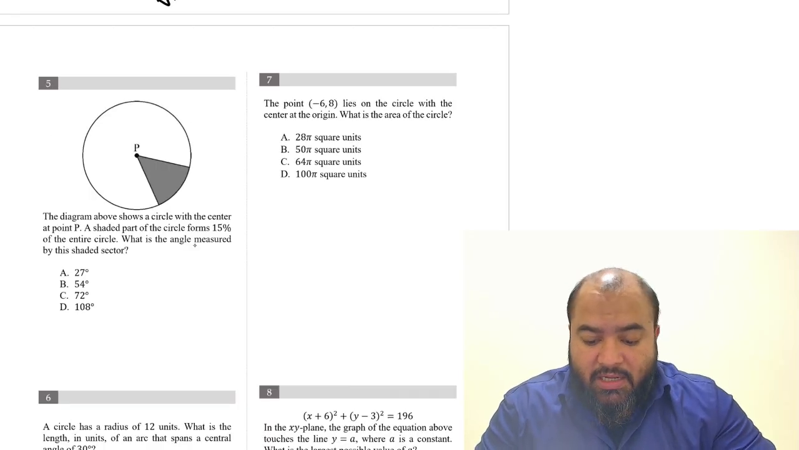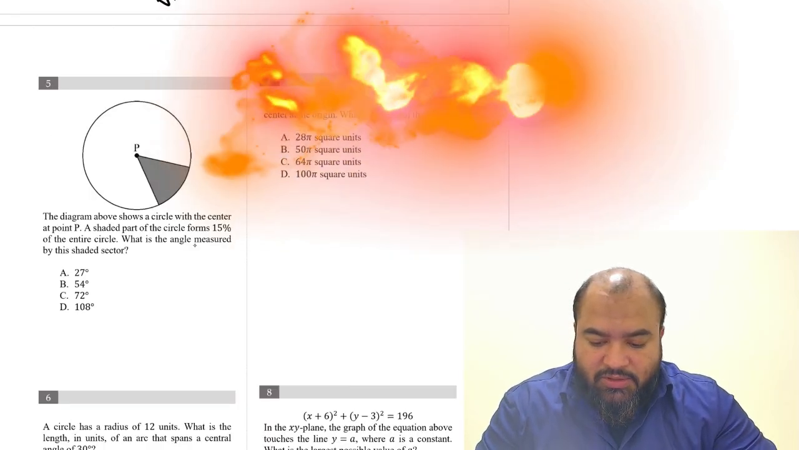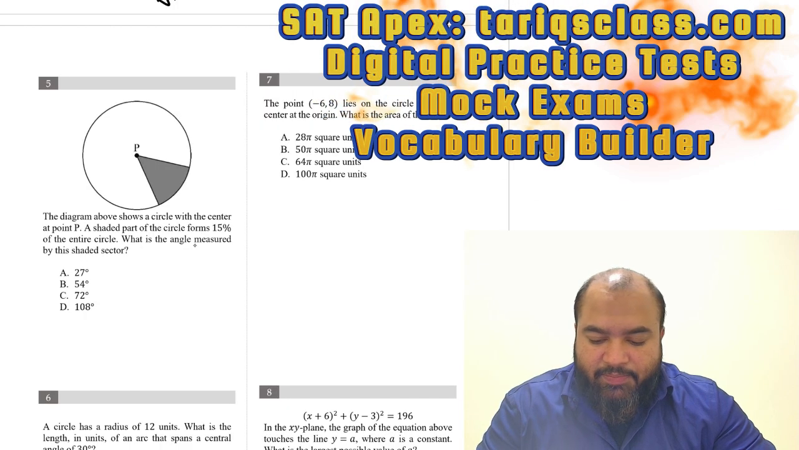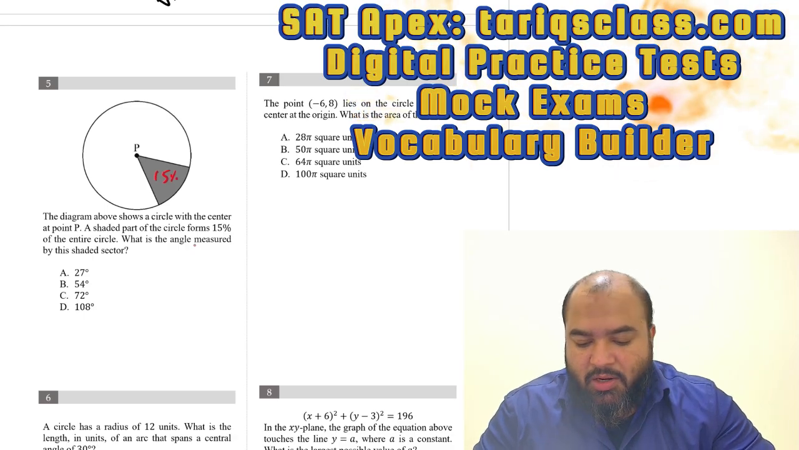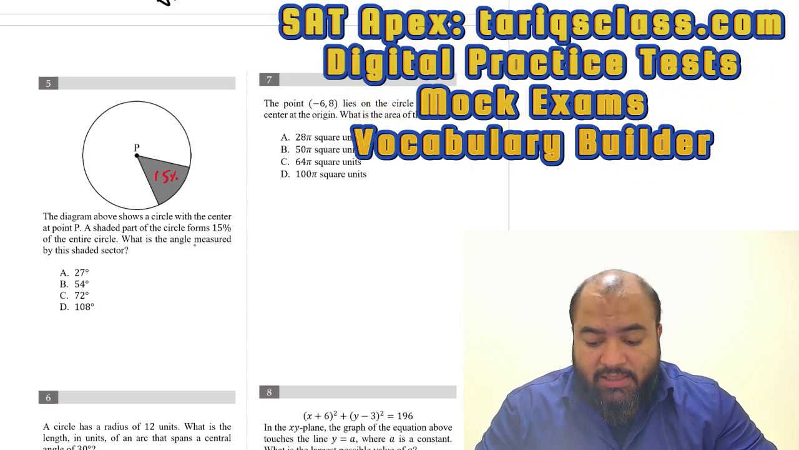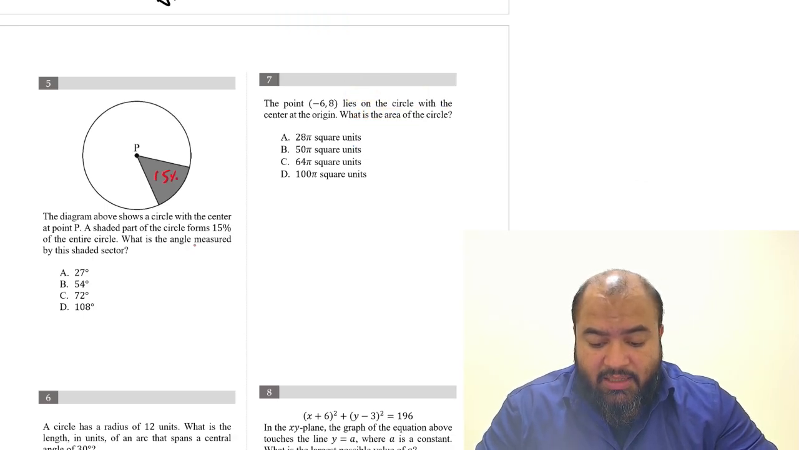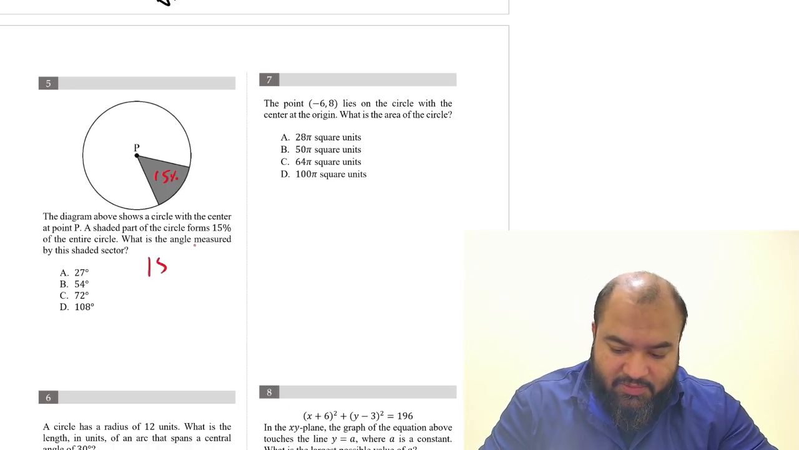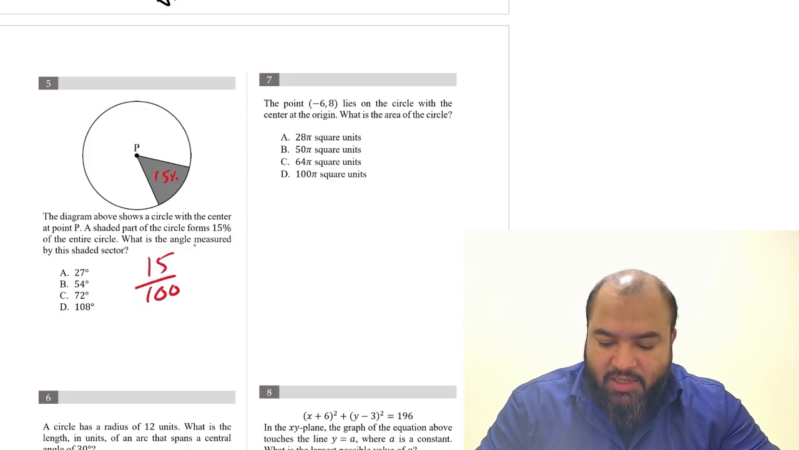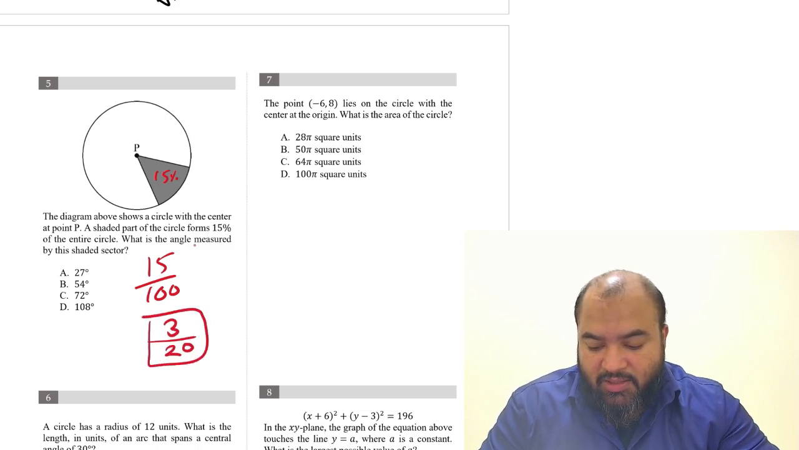Number 5. The diagram above shows a circle with the center at point P. A shaded part of the circle forms 15%. So this is 15% of the entire circle. What is the angle measured by this shaded sector? Okay, so 15% means 15 over 100, right? If I simplify by 5, it's 3 over 20.